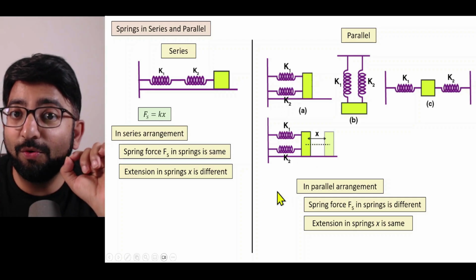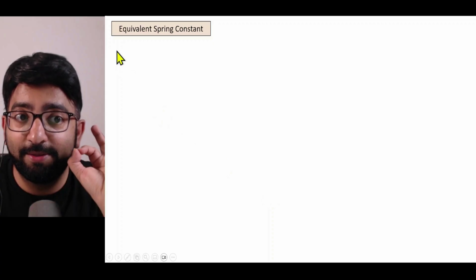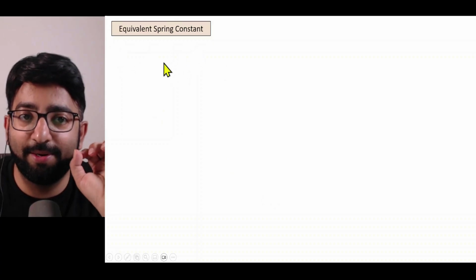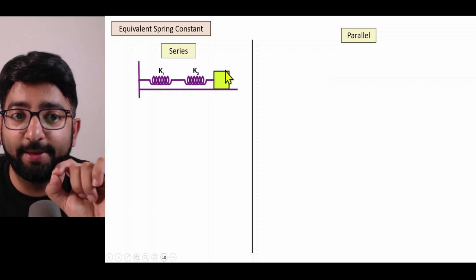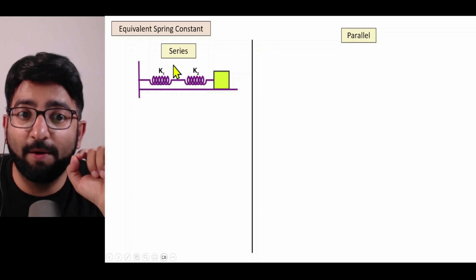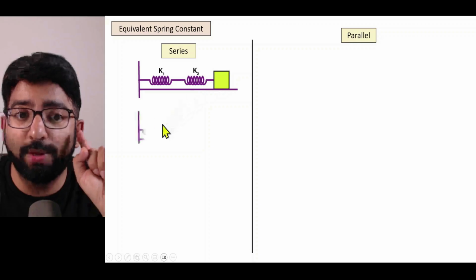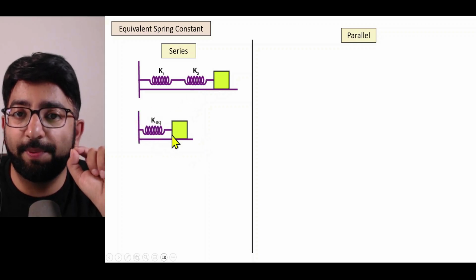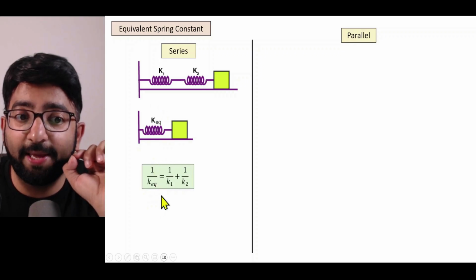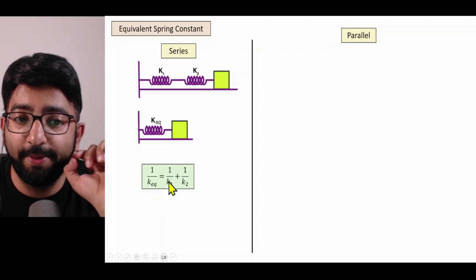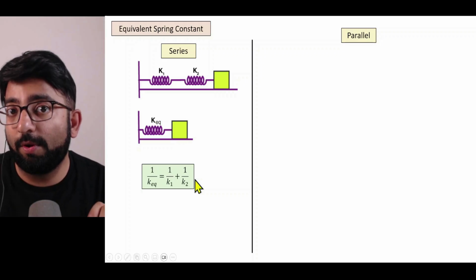Now, how do we solve questions which involve springs either in series or parallel? There is a concept called equivalent spring constant. Let's discuss that one by one in series and parallel. So a series arrangement looks like this, where the two springs are connected one after another like this. In this case, we can replace both springs with one spring. That will be the equivalent spring constant. And how do we find that out? There is a formula. The reciprocal of K equivalent, 1 upon K equivalent, will be equal to 1 upon K1 plus 1 upon K2. This formula we are going to use to solve questions.